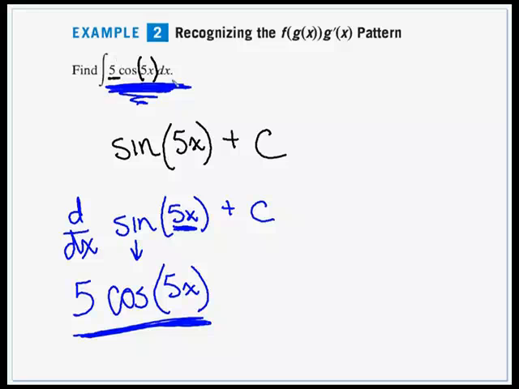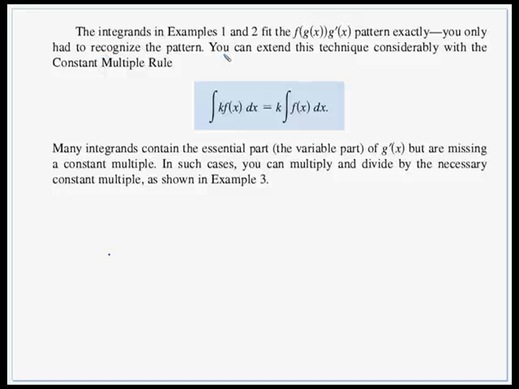So identify your inner function and make sure that inner function has a derivative present. We need that inner function's derivative. Here our inner function is g of x. The derivative is g prime of x. The integrands in those first two examples fit the pattern exactly. You only had to recognize the pattern. All the pieces were present.